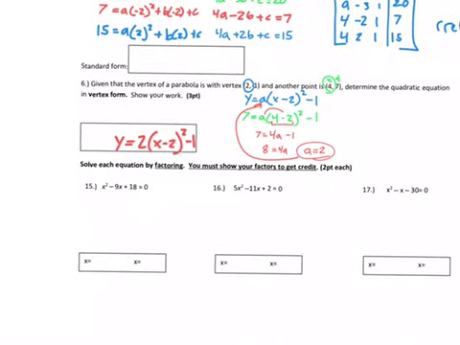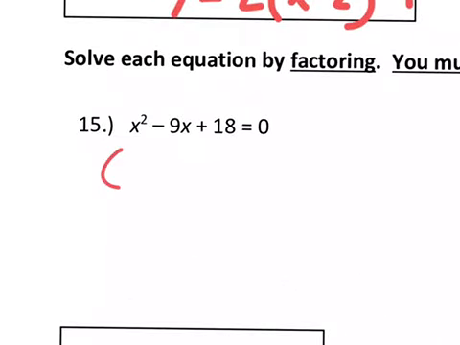All right, solve each by factoring. You must show your factors to get full credit. This one here factors too. It's the easy type, so x and x. See, it's going to be double negative. And this would be 6 and 3.